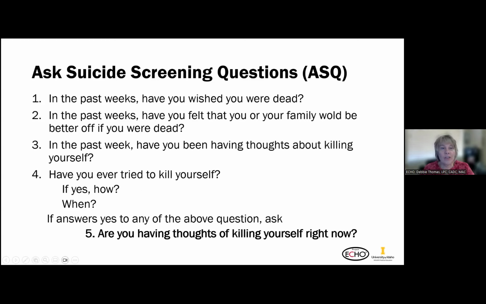So the Ask screening questionnaires are in the past week. So this one narrows down, instead of a month, it's a week. In the past week, have you wished you were dead? In the past week, have you felt that you or your family would be better off if you were dead? And in the past week, have you been having thoughts about killing yourself? Or have you tried killing yourself? And if so, how, when, get that specific information. And then ultimately, if they answer yes to any of those four questions, you go on to ask the fifth question, which is, are you having thoughts of killing yourself right now?